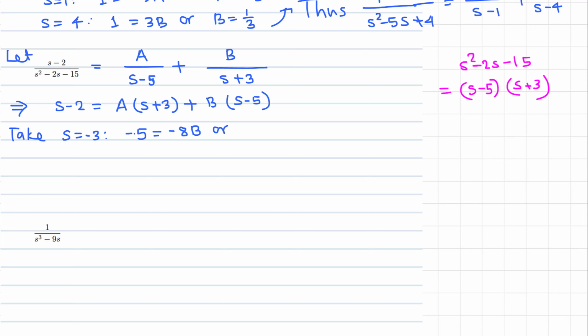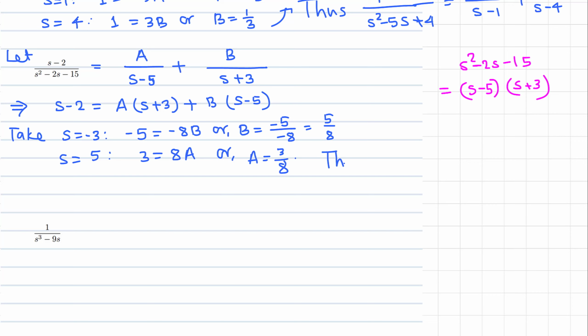That means b equals -5 divided by -8, which is simply 5/8. Okay, that's the b value. Now we take s equals 5: 5 minus 5 is 0. Then 5 minus 2 on the left side is 3. 5 plus 3 is 8a, plus 5 minus 5, 0. So from here, a equals 3/8.